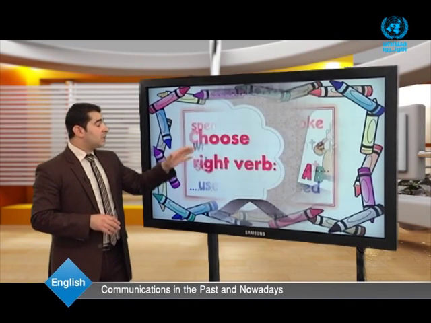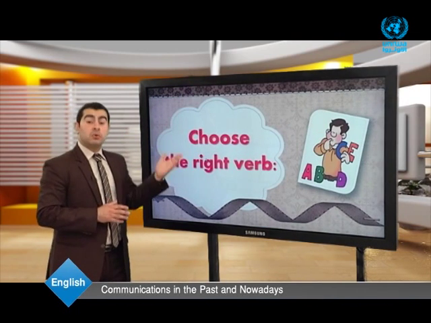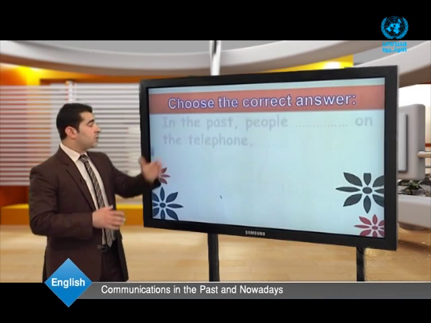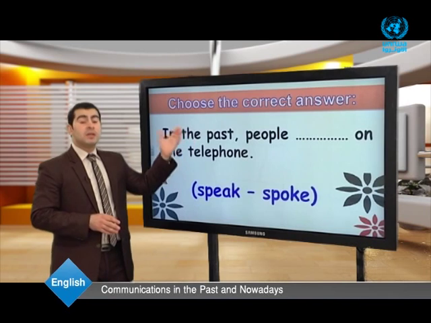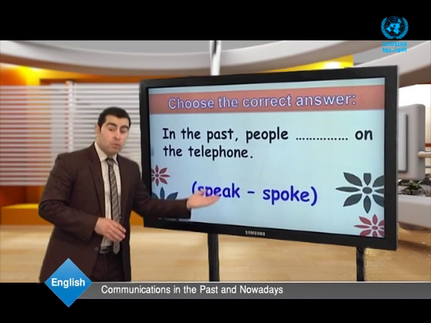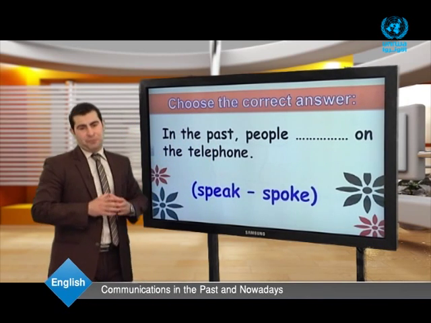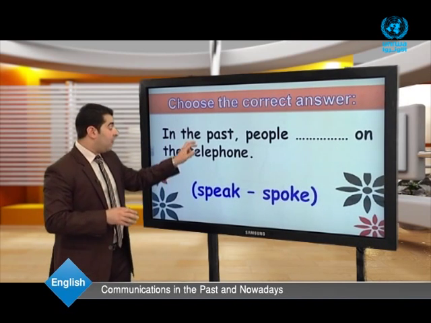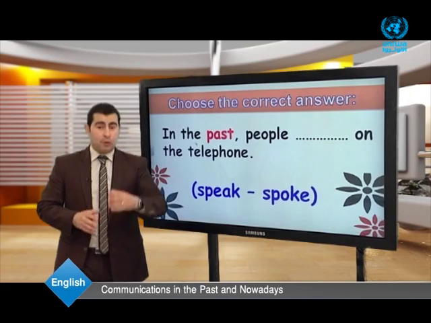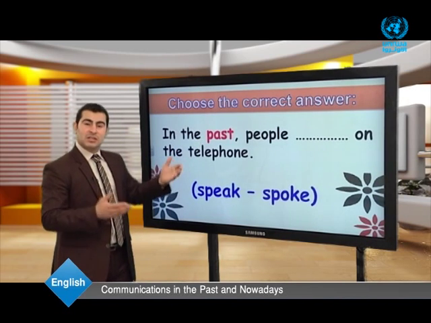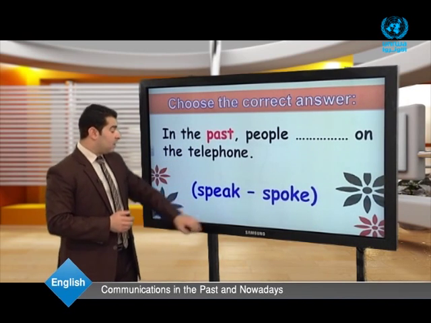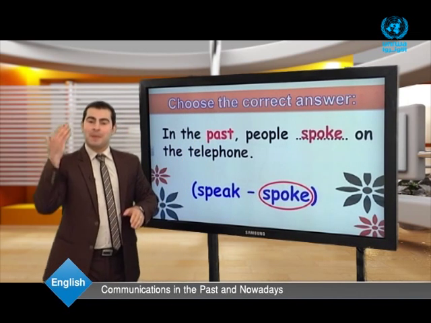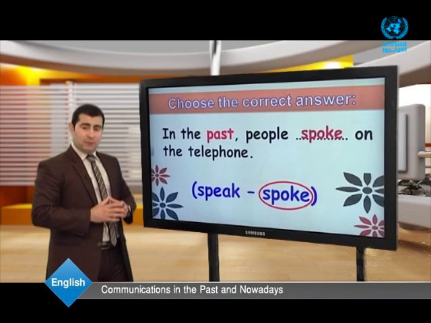And now let's go to this activity. Choose the right verb. The first one. In the past, people speak or spoke on the telephone. In the past. So we have to use the second form of the verb. Excellent. We say, in the past, people spoke on the telephone.